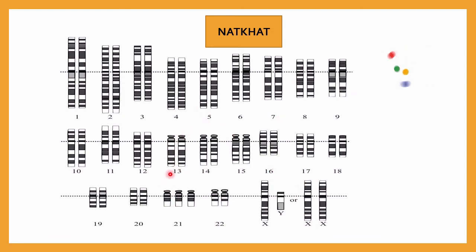So here I have taken Nutcut's karyotype. You have to identify whether this is a normal or abnormal karyotype. If it is abnormal, then which type of abnormality it is, and define this. Just identify this karyotype and write down in a comment which karyotype Nutcut has. I am giving you 1 minute for this. Your time starts now.